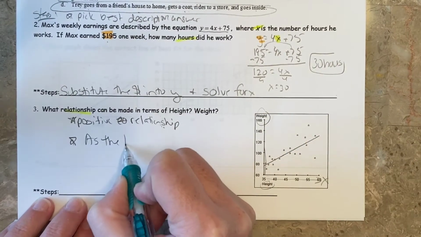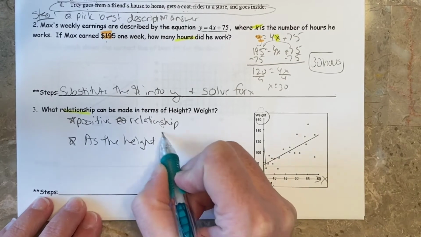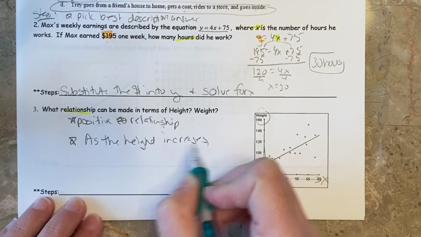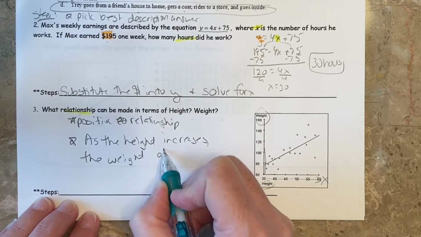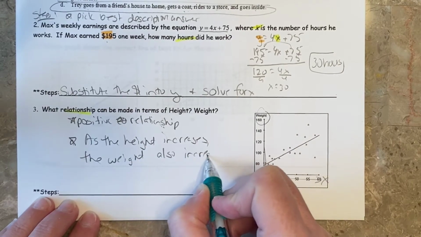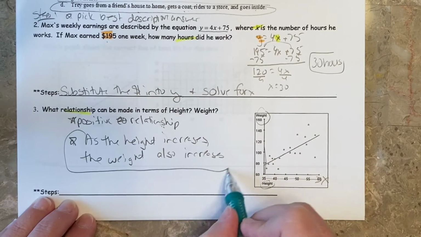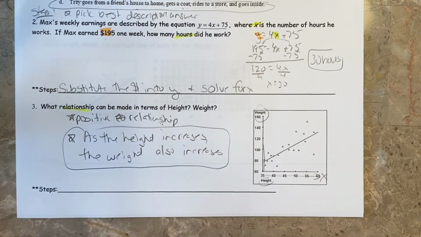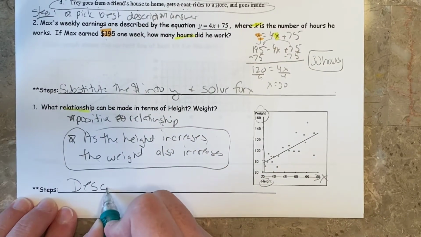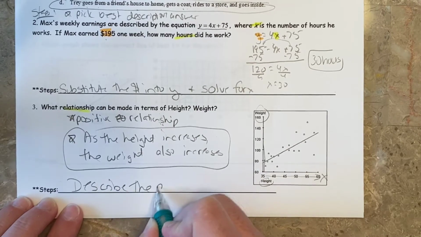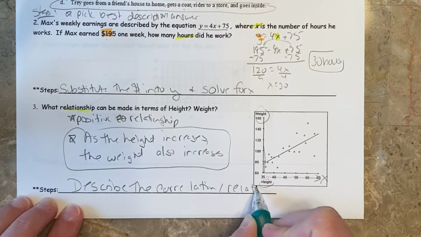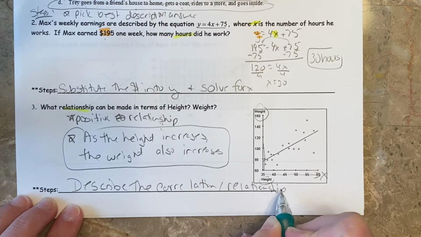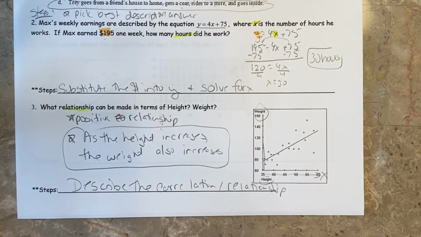So as the height increases, the x value, so does the weight. So as the height increases, the weight also increases. So for your steps, basically just describe the correlation. And correlation, again, is the same exact thing as relationship or association. They all mean the same exact thing. All right, already on to the next page.